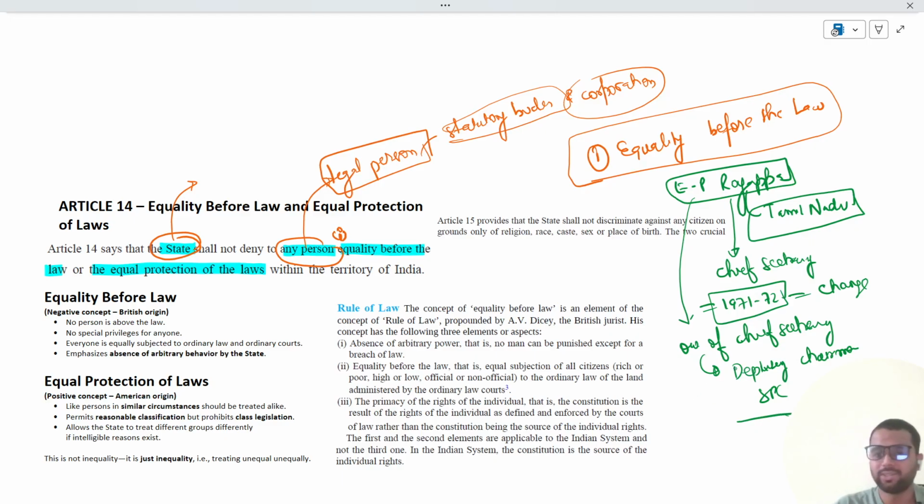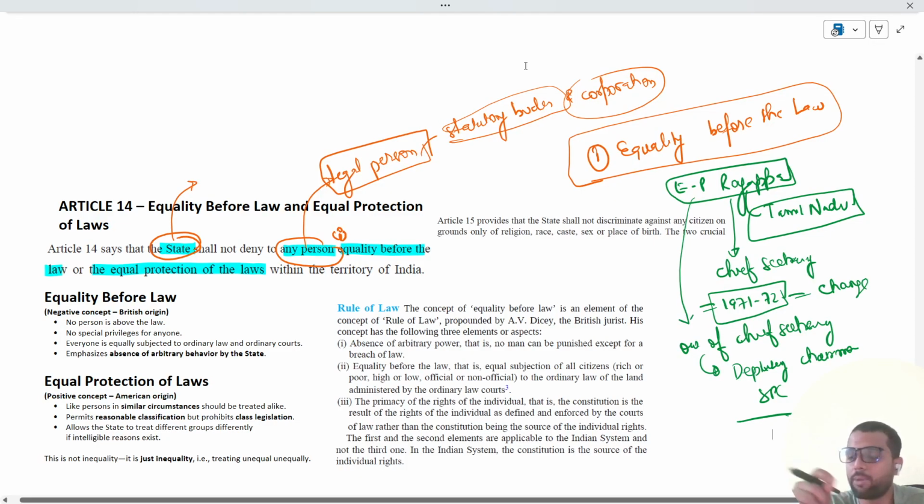Now, an order was passed in which E.P. Royappa was transferred and given a different post. He was earlier serving as chief secretary, and now he had been made the deputy chairman of the State Planning Commission. It appeared that the order was unjust and made randomly, based on political motive and not on merit. So E.P. Royappa went to the Supreme Court.